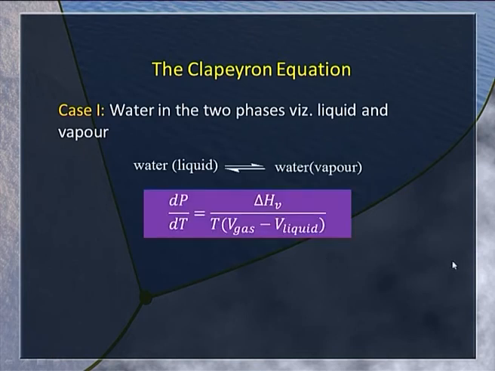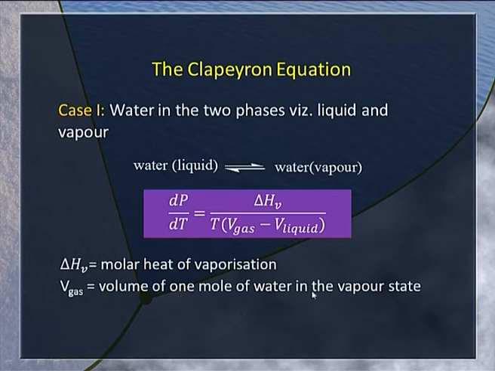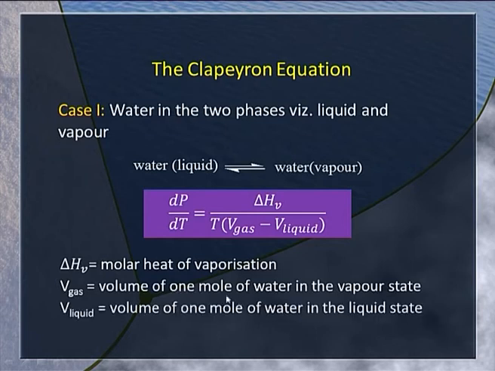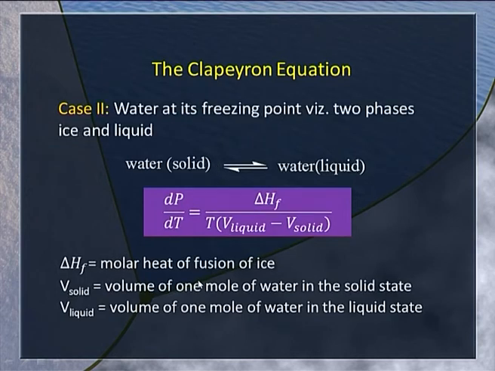Look at the different cases which are possible, like water can exist in two different phases. We can have the change in pressure with change in temperature, and this represents the enthalpy of vaporization, and this is V gas minus V liquid, where G represents the gas and L represents the liquid, and this is the expression which we got. We want to have an integrated form of this expression.